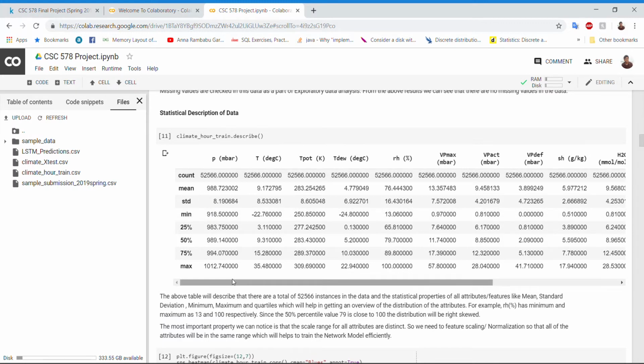When it comes to the statistical description of the data, here we described everything. So this helps us to get an overview of how the attributes are distributed. Like if you see the RH, the minimum value is 13 and the max value is 100. So the 50th percentile is at 79. So that means it is close to maximum. So we can say the dataset has a right skew distribution.